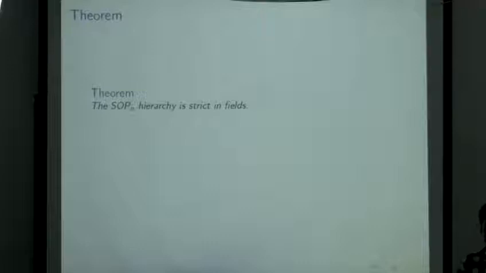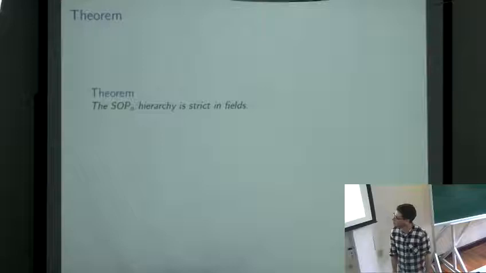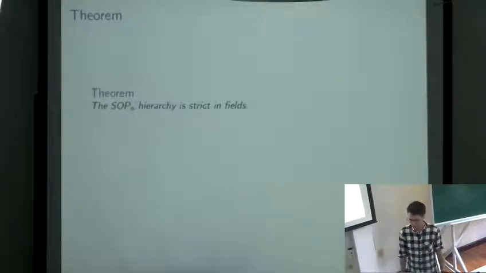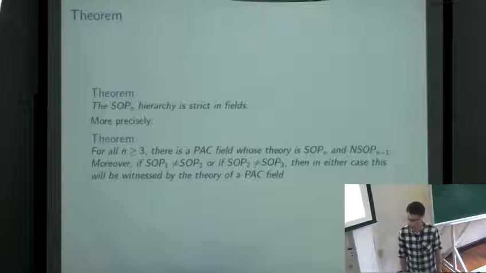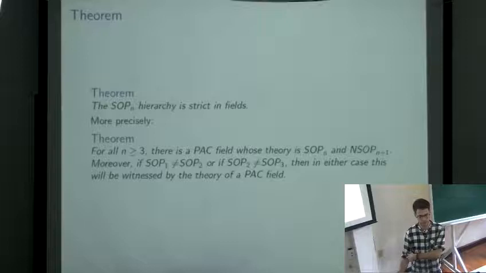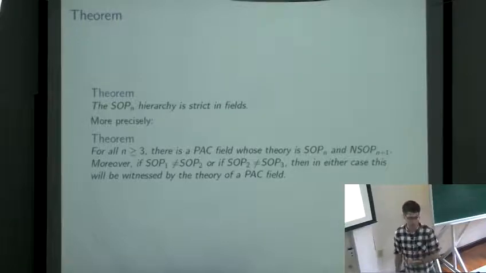So here's the theorem. I'm going to say the theorem first, and then I'm going to spend a lot of time talking about the ingredients. The theorem is just that the SOPN hierarchy is strict in fields. Let me say what I mean precisely by that. For all n greater than or equal to 3, there is a field which is SOPN and NSOPN plus 1. And in particular, it's a PAC field.